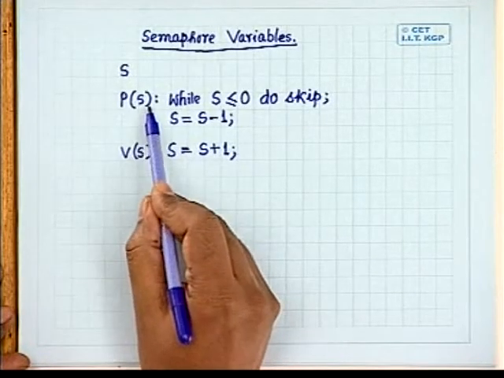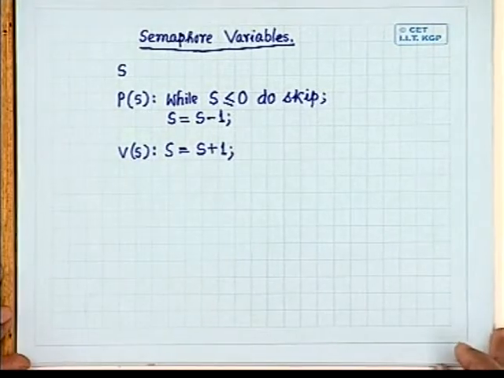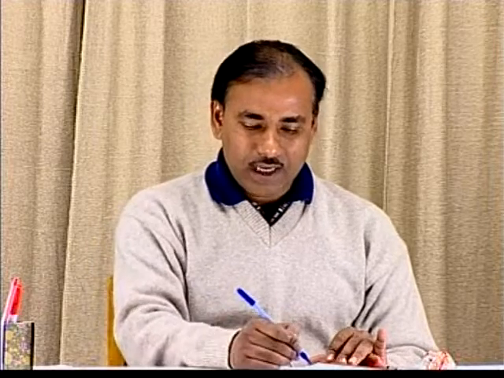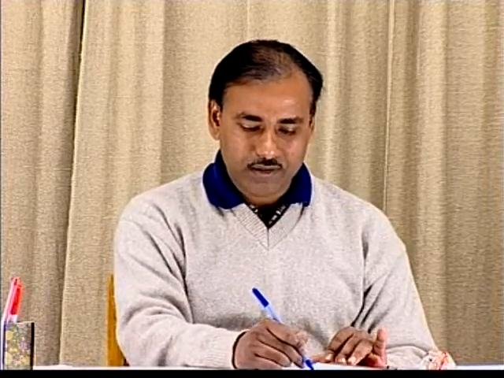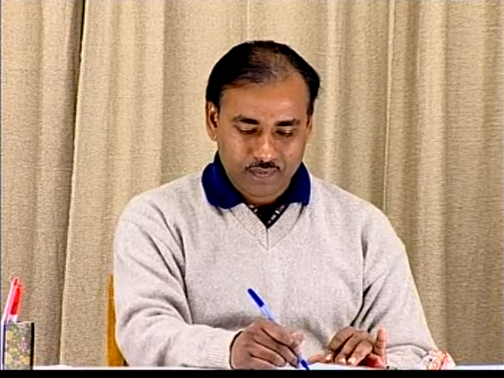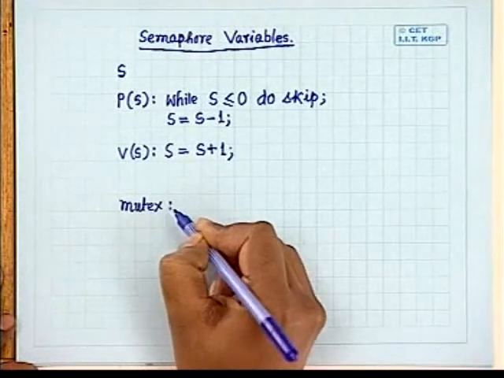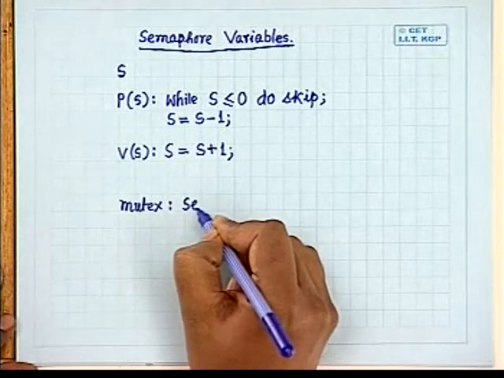Now let us see with such semaphore variables how we can implement, say, the mutual exclusion problem. So what we'll do is, let us assume that we have a semaphore variable, say mutex, which is of type semaphore.